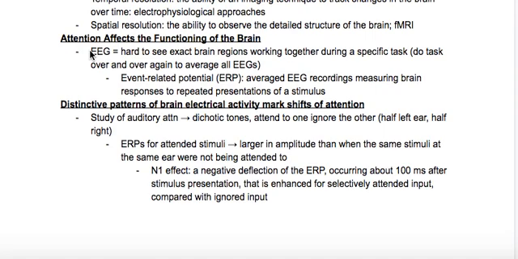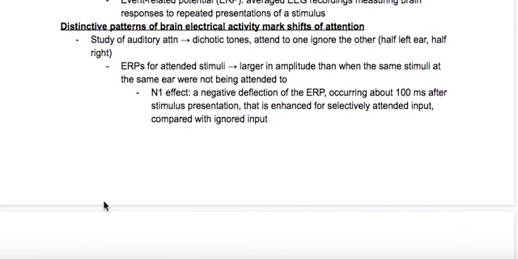These averaged EEGs that happen over and over again are called event-related potentials, or ERPs, which are average EEG recordings measuring brain responses to repeated presentations of the stimulus. The next section is titled Distinctive Patterns of Brain Electrical Activity Mark Shifts of Attention. The study of auditory attention uses dichotic tones, where we attend to one and ignore the other. Usually, half the participants ignore the left ear and half the participants ignore the right ear stimuli.